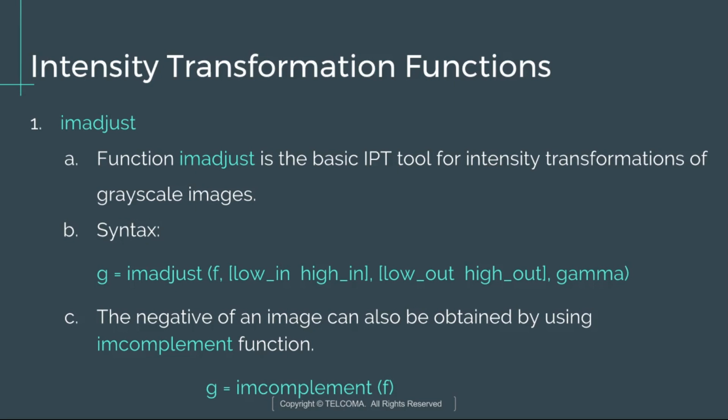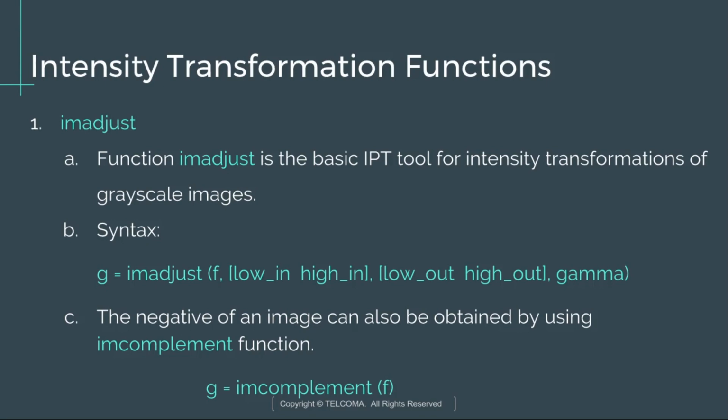Values below low_in and above high_in are clipped, that is, values below low_in map to low_out and those above high_in map to high_out. The input image can be of class uint8, uint16, int16, single or double, and the output image has the same class as the input. All inputs to function imadjust other than f and gamma are specified as values between 0 and 1 independently of the class of f.